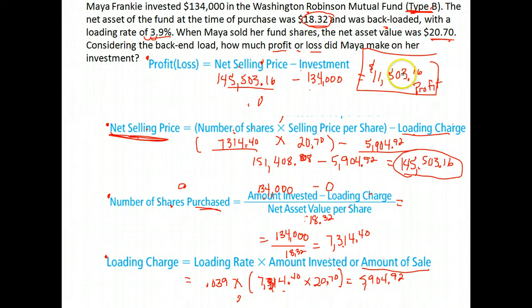of $11,503.16. So you can see there's quite a process to this, but if you go one step at a time, it's doable. I would make sure I took notes as I went through this.